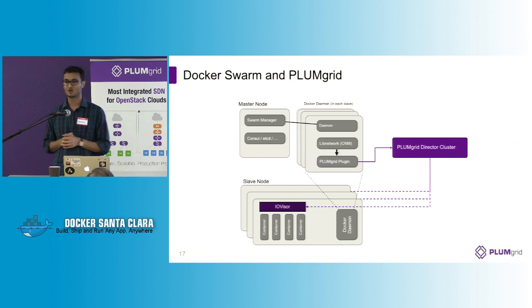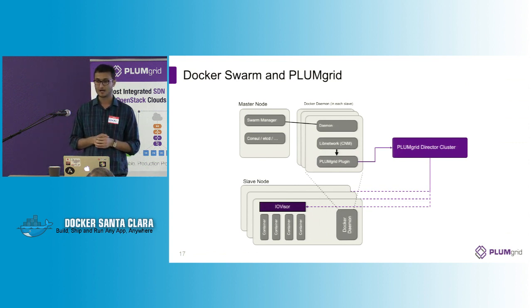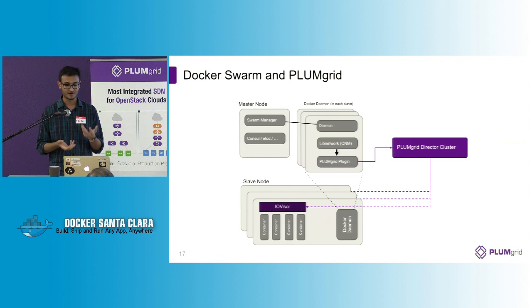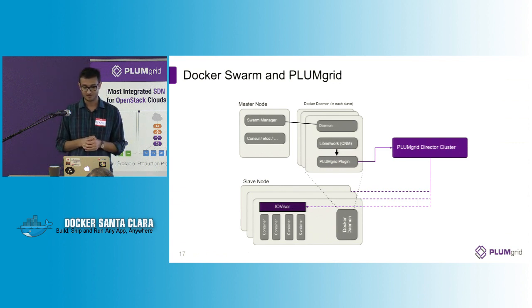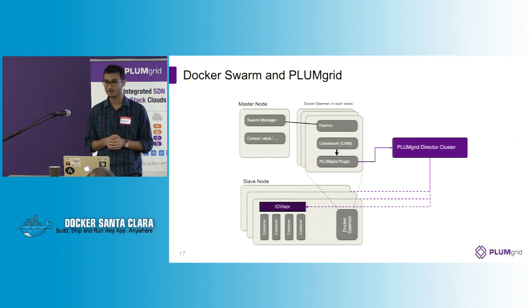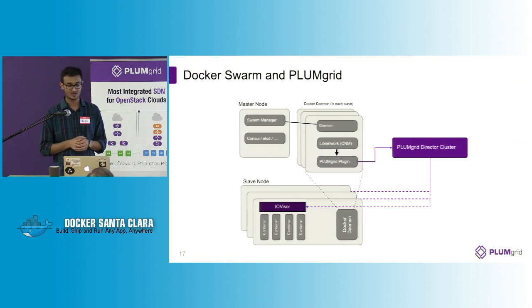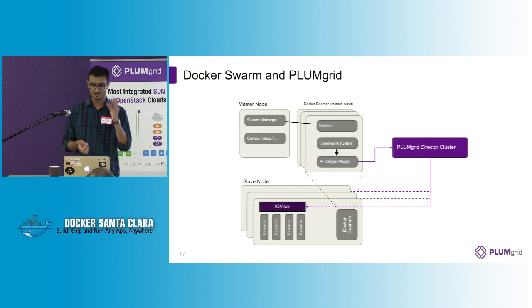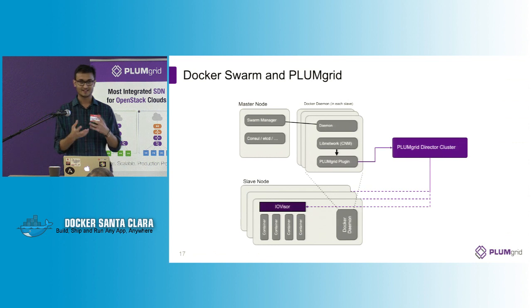Going over Docker Swarm and PLUMgrid, as I just mentioned, we'll talk about how the integration is done in libnetwork using the PLUMgrid plugin. Let's say you have a Docker Swarm cluster, which has a master node and slave nodes. The slave node is running Docker daemon. Docker daemon is actually running the main part, which is the networking component. You have Docker daemon, and then you have libnetwork, which is the library implementing CNM as part of Docker daemon.